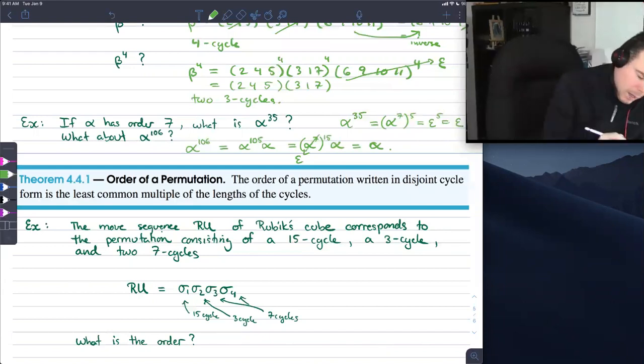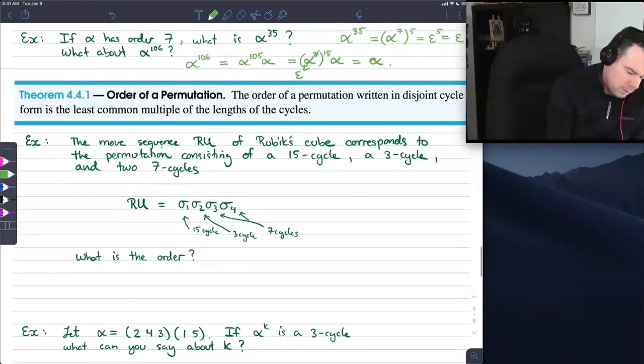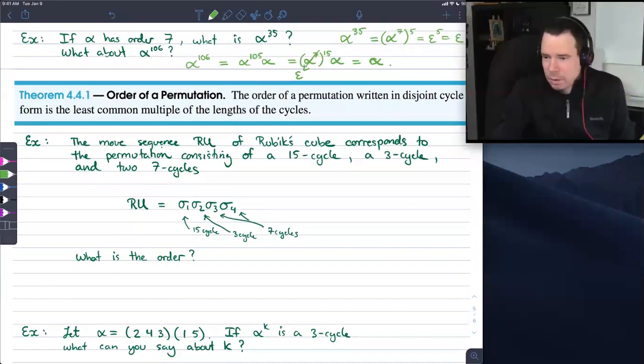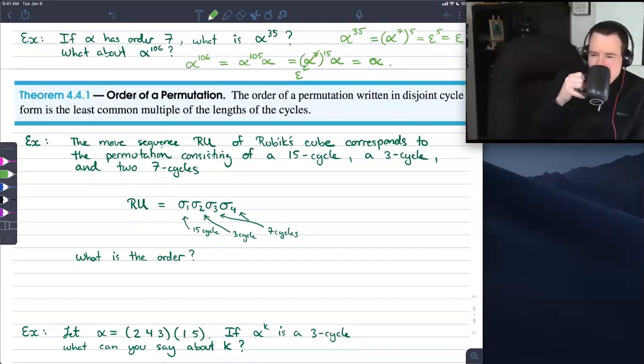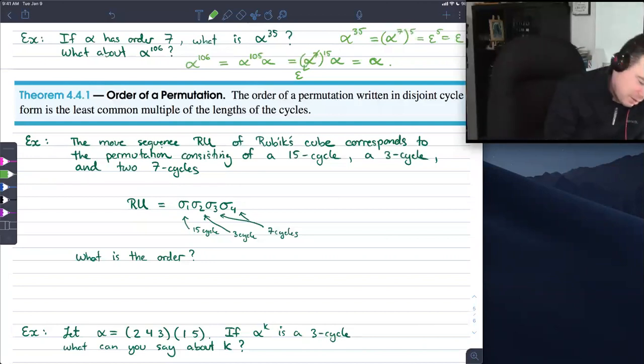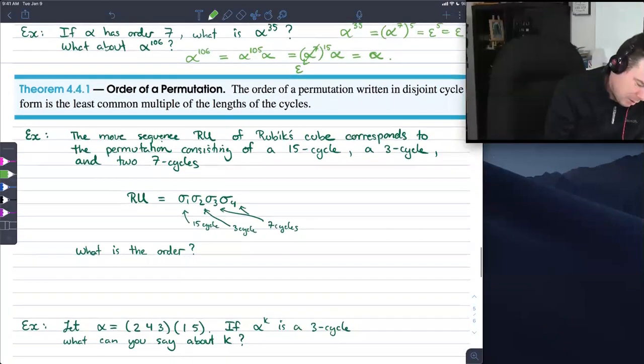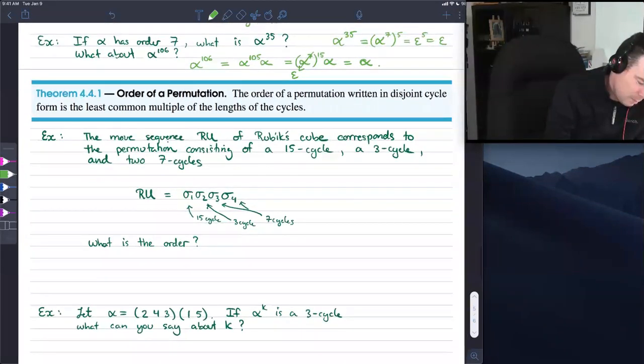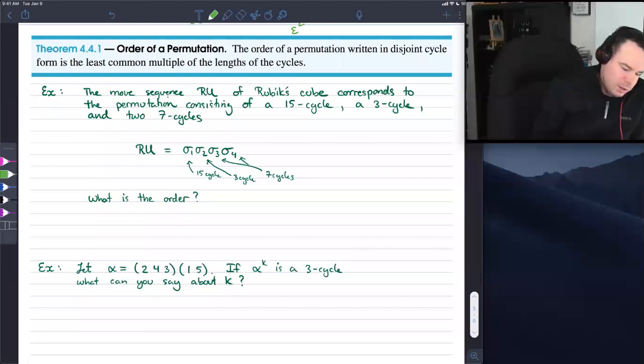And the power on what results ended up just being the remainder of 106 when you divide it by 7. And that's this last theorem, which is the theorem from the previous lecture. Oh, sorry, this is the order permutation theorem. Sorry, I was jumping ahead of myself. The order of a permutation written in disjoint cycle form is the least common multiple of the cycle lengths. So that's our main theorem, which tells us how we can compute orders.